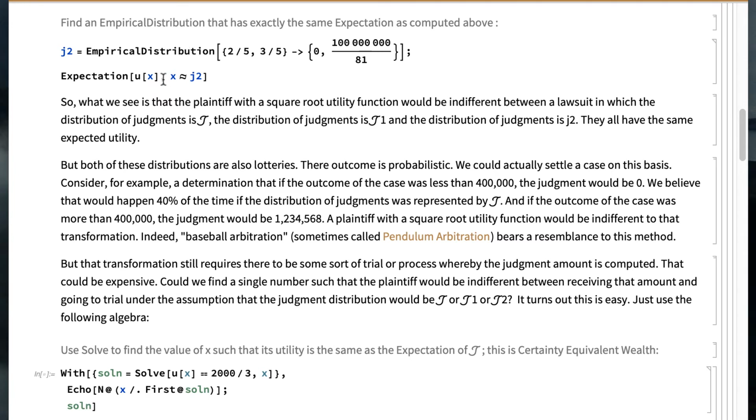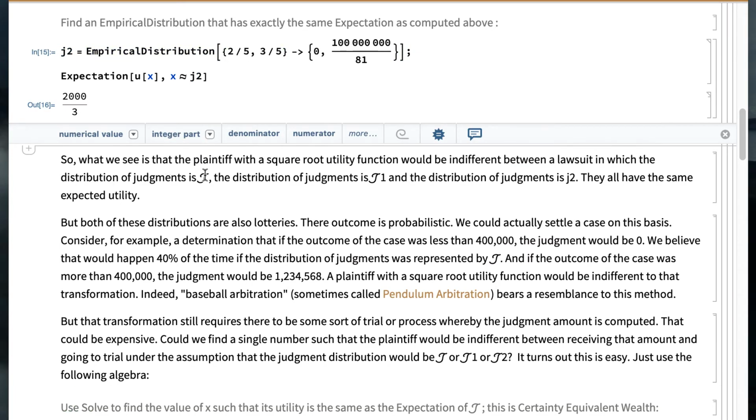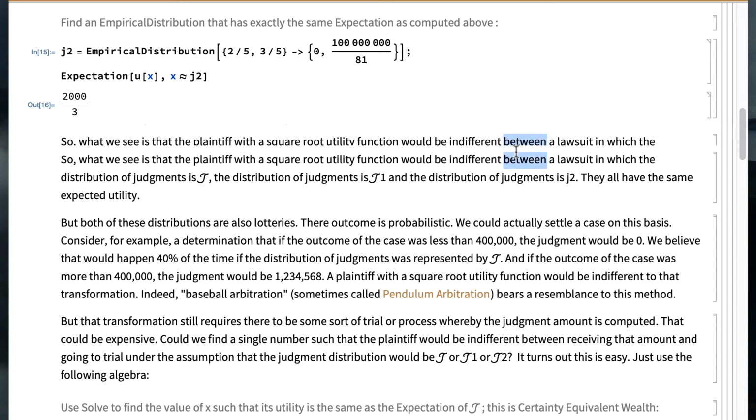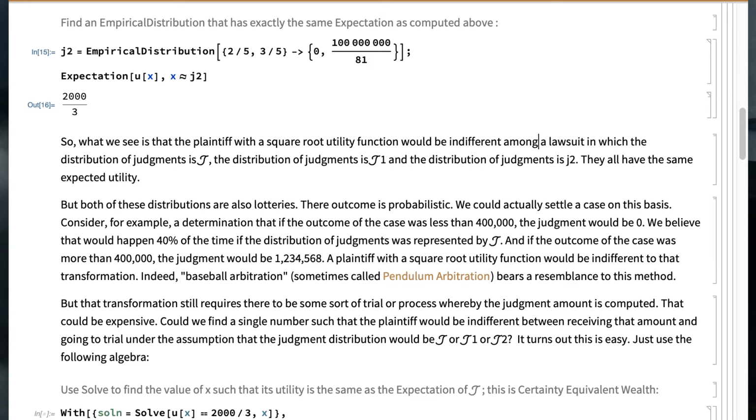So there it is, and let's compute, we'll call it J2, let's compute our expected utility where we're subject to this empirical distribution. And we get 2,000 divided by 3. And so what we see is that a plaintiff with a square root utility function would in theory be indifferent between lawsuits in which the distribution of judgments is script J, the distribution of judgments is script J1, and the distribution of judgments is J2. They all have the same expected utility.